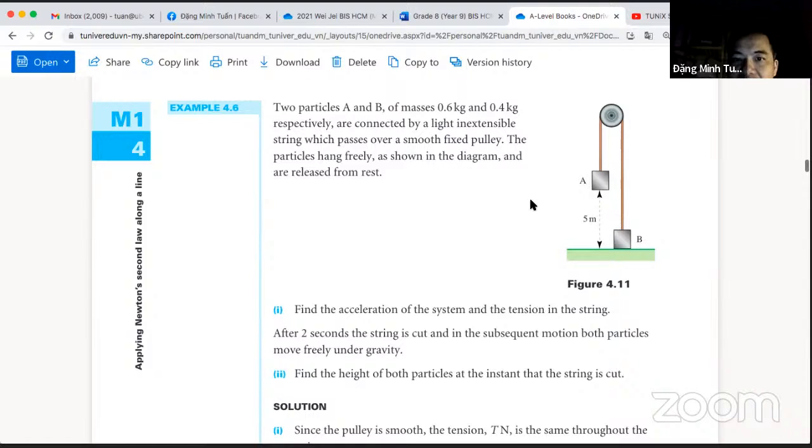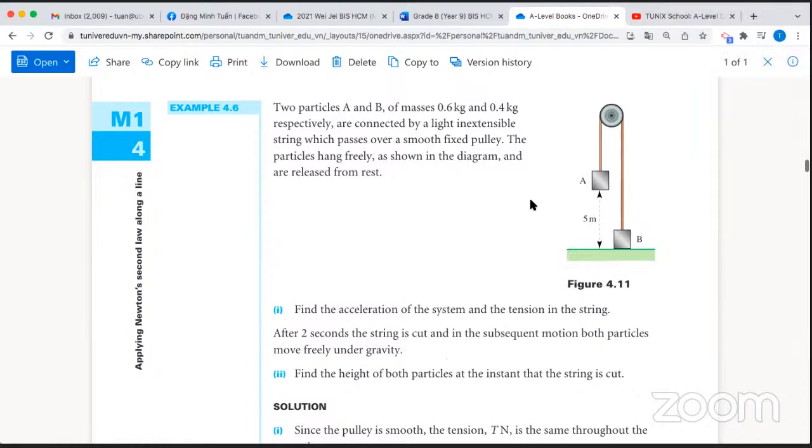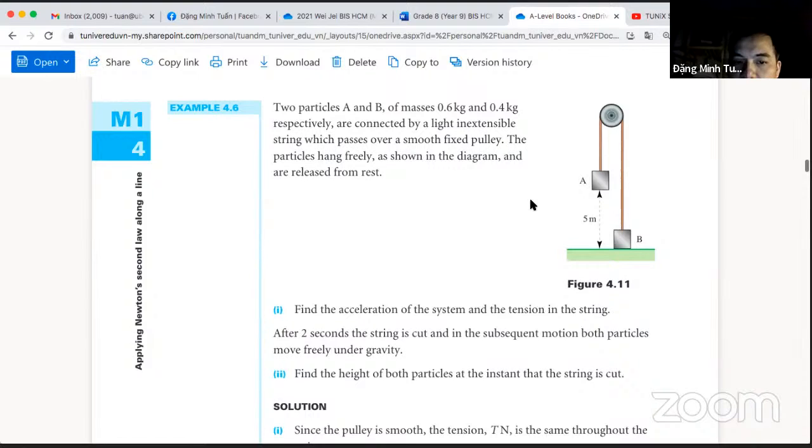A light inextensible string just means when A goes a distance x, B also goes the same distance, right? And in a light string, the tension that exists on A is the same as the tension that exists on B. So now find the acceleration of the system.